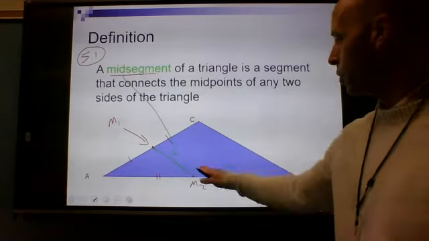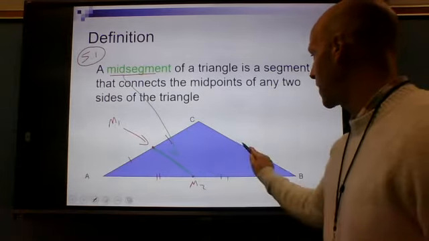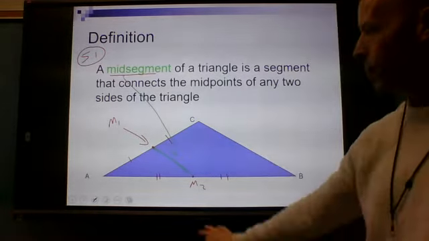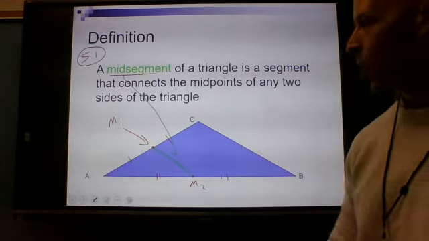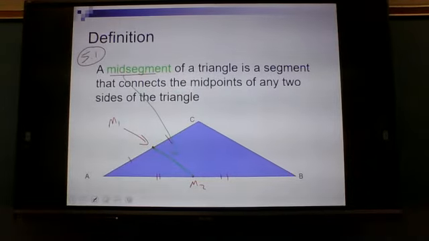Now, obviously, this triangle could have more mid-segments. In fact, if I wanted to, I could draw one that's over here, and I could draw another one that goes from here to here. But this segment right here, segment M1 M2, is what we call a mid-segment. And we're going to look at some theorems about this.